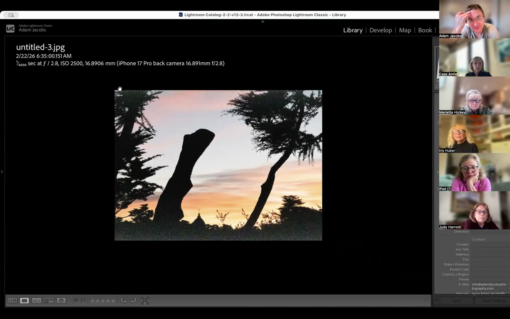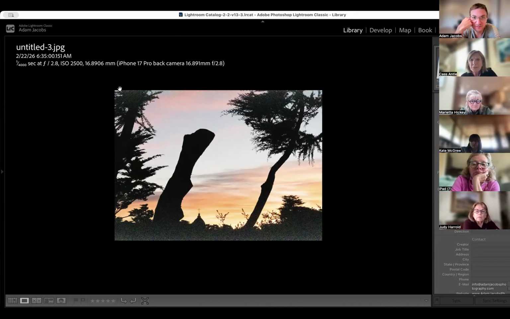What do we think? I mean, it's a rhetorical question. I'm asking it to the group. Are most of the things in this picture moving? Are most of the subjects moving? No, they're not moving. They're hardly moving. It's a great composition and it's a really pretty sunset.